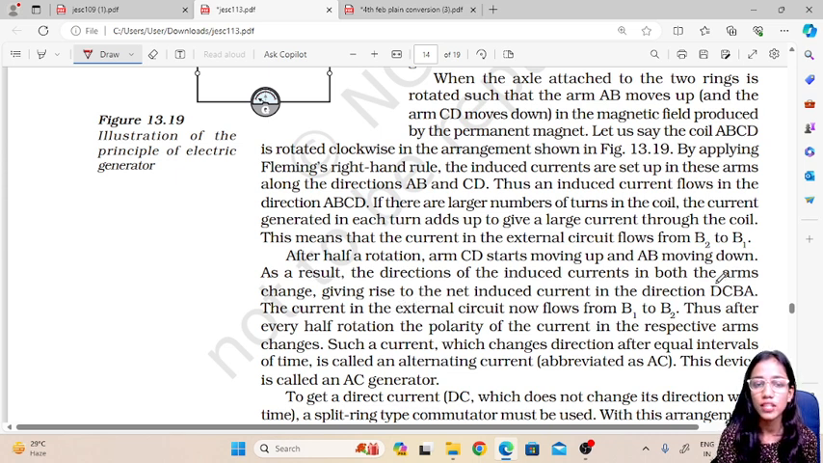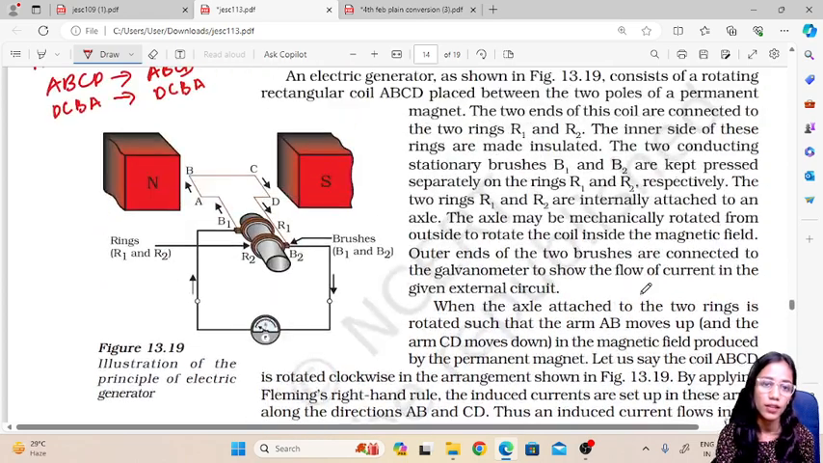Such a current which changes its direction after equal intervals of time is called an alternating current. So we can see over here that the direction of current is changing on its own after every half rotation. Such a current is called alternating current.